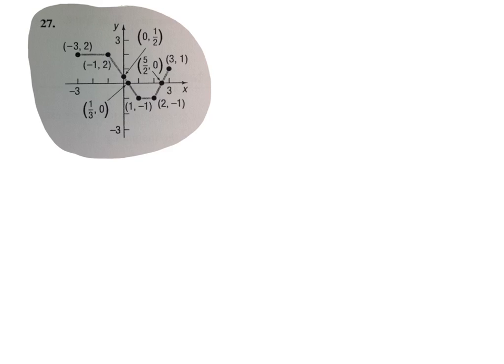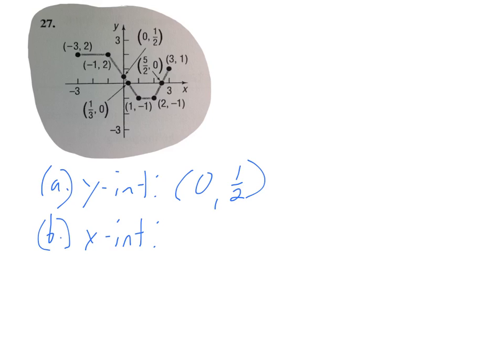All right, number 27 from the homework. In your text, you're asked 4 different questions. First of all, what are the intercepts, both x and y? That's part A. For part A, the y-intercept, we know if it's a function there can only be one y-intercept, and that occurs at (0, 1/2). And the x-intercepts of this function occur at (1/3, 0) and (5/2, 0). So those are both part A right there.